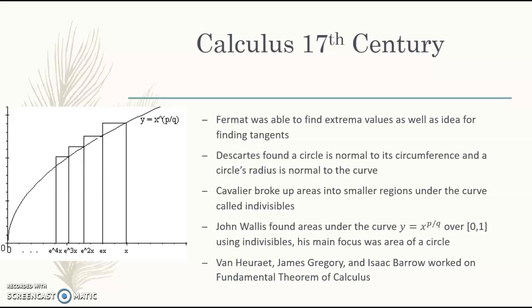Okay, we have Descartes, who found that the circle's radius is normal to the curve. And next we have Cavalieri, who broke up areas under the curve into smaller regions called indivisibles. And that's actually what I have a picture of here. When they thought of area, they wanted to approximate it, so they looked at finding the area of rectangles under the curve. And we see here that this would actually be an over approximation because the corners of the rectangles are above the curve, so we're calculating that as well. So we're going to get an area a little bit higher than what we want.